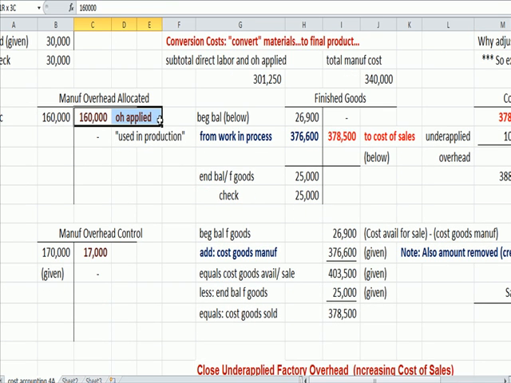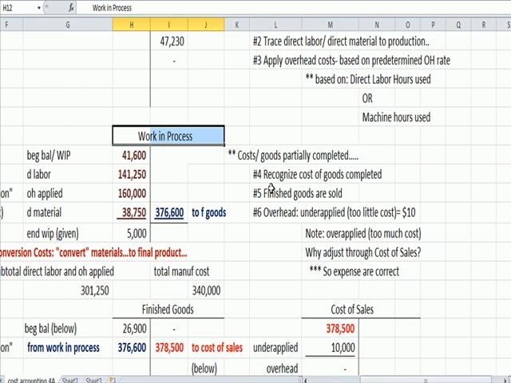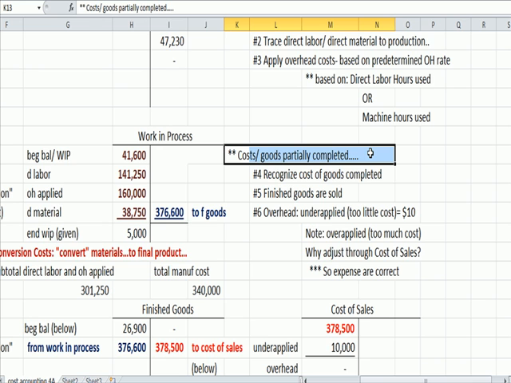is $160,000 in overhead applied because it was used in production. So we credit the overhead account to reduce it, and we debit an account called work in process. And work in process is defined as goods that are partially completed.